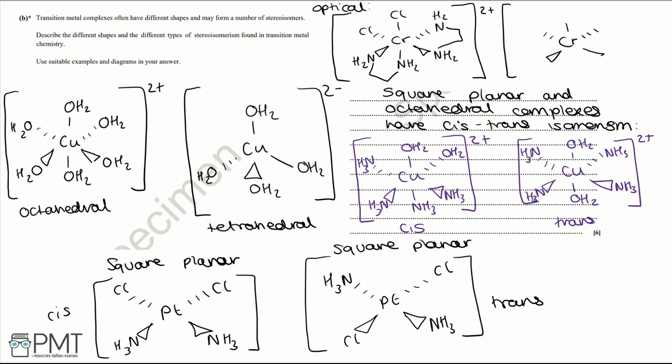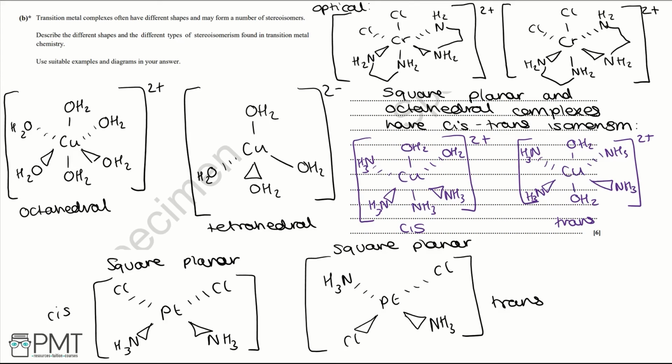So here we're drawing our 3D arrangement of an octahedral complex ion. We're going to have our chlorines as the mirror image, and then our bidentate ligands, making sure that we've got the nitrogen bonding to the chromium and not the hydrogens on our bidentate ligands. So then to complete, we need our 2+ overall charge.